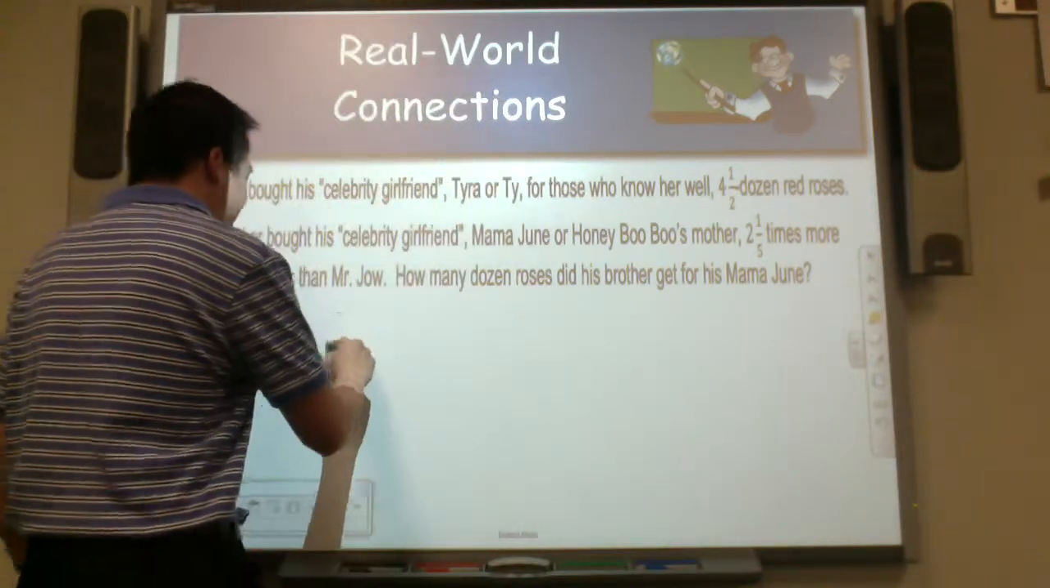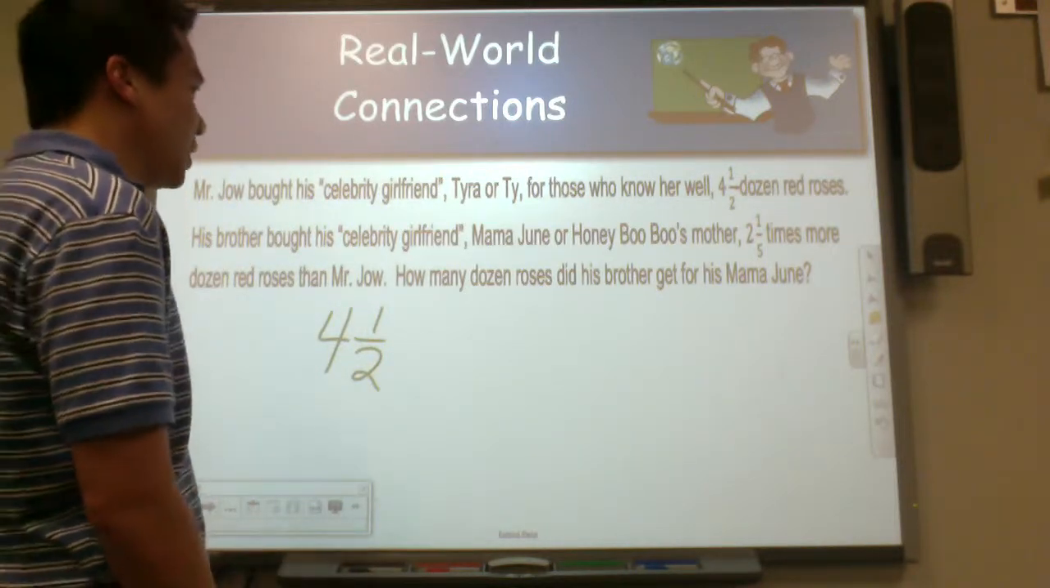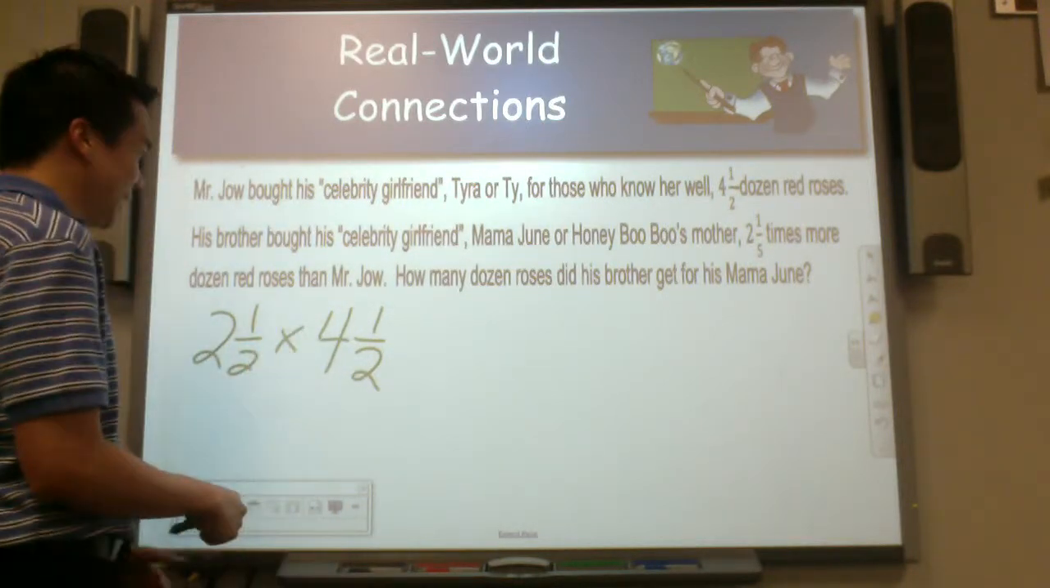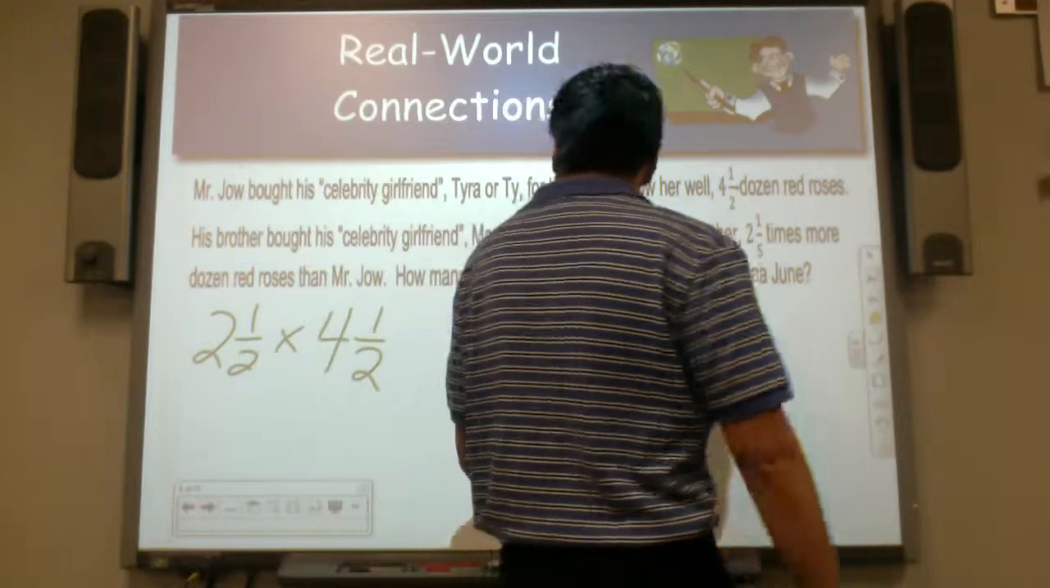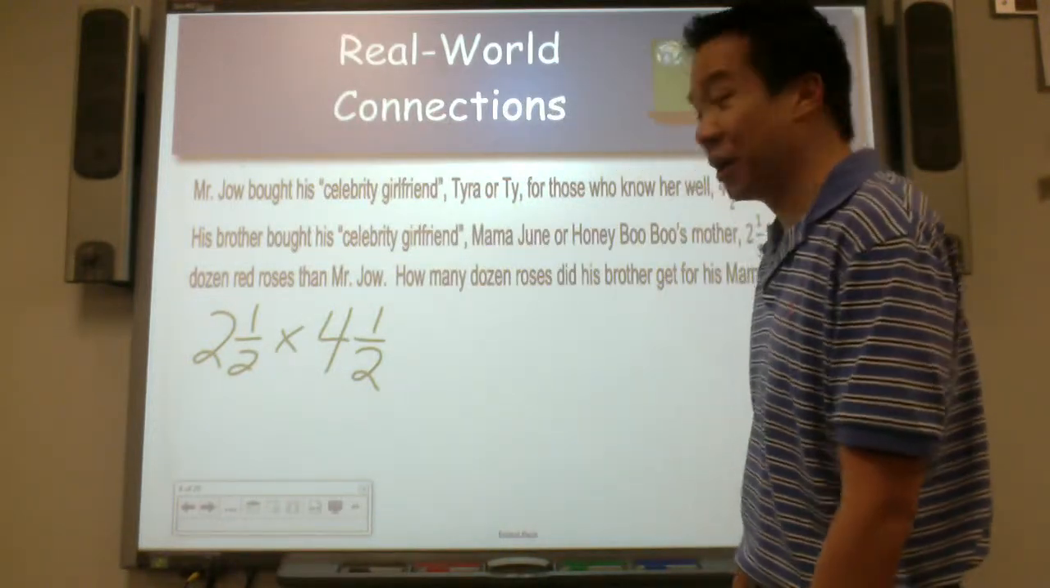So I bought 4.5 dozen roses. My brother bought 2.5 times more than I did. So how many dozen red roses did he get for his celebrity girlfriend?